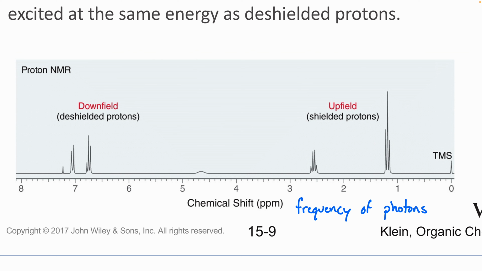All right, and then just kind of some terminology that we're going to throw around. The higher chemical shifts over here on the left-hand side, we call this the downfield of our NMR spectrum. So if I say a peak is downfield, that means over on the left side of our graph. And if I say a peak is upfield, that means it's over on the right side of our graph.